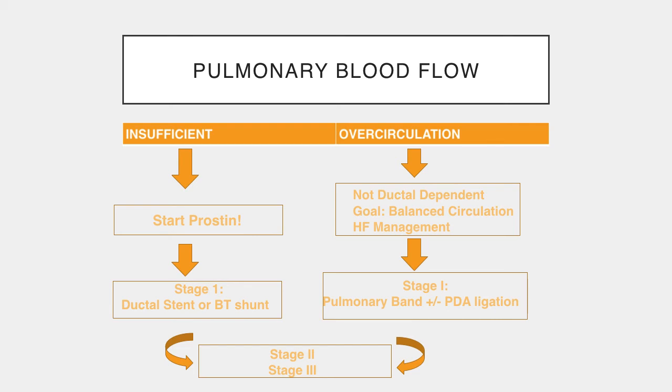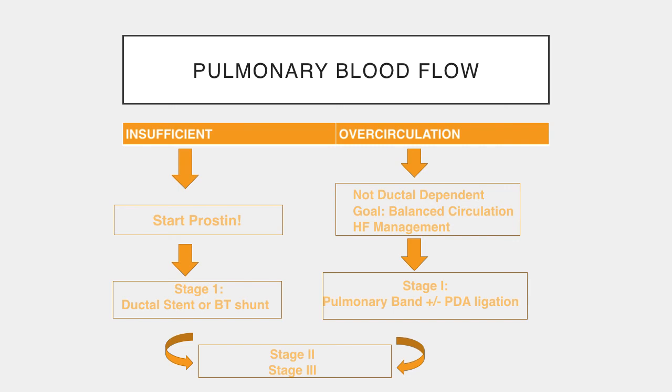Let's skip over now to the right side of my chart, the pulmonary blood flow overcirculation pathway. This would be the baby with tricuspid atresia and a very large unrestricted VSD who experiences worsening pulmonary overcirculation as the pulmonary vascular resistance drops. This patient will not be ductal dependent. In fact, you would do them harm by keeping their ductus open.